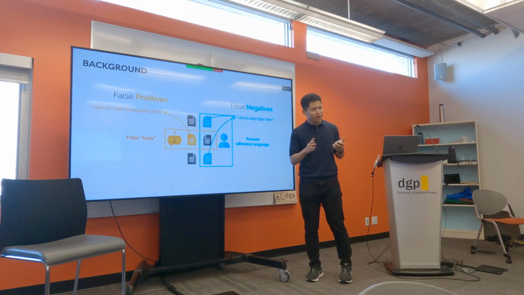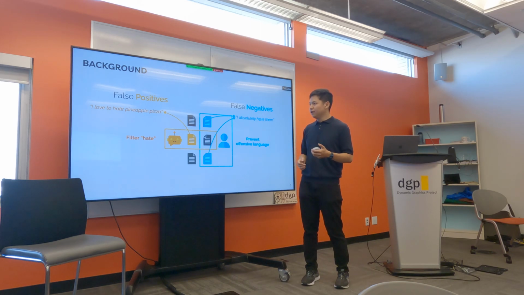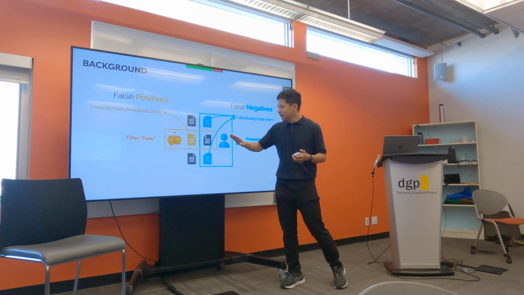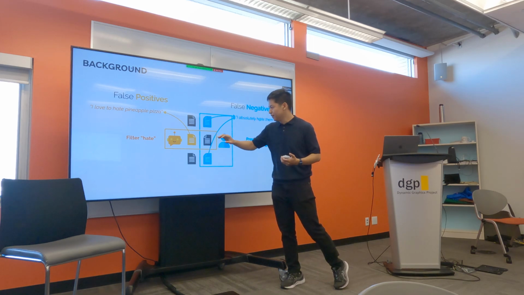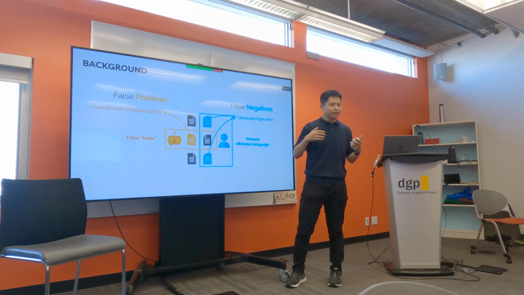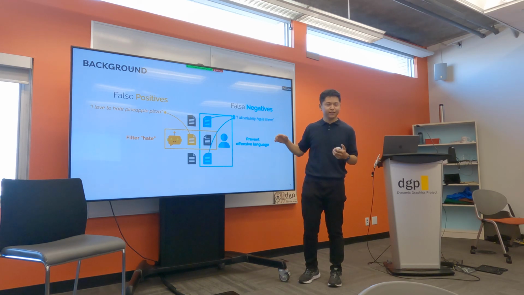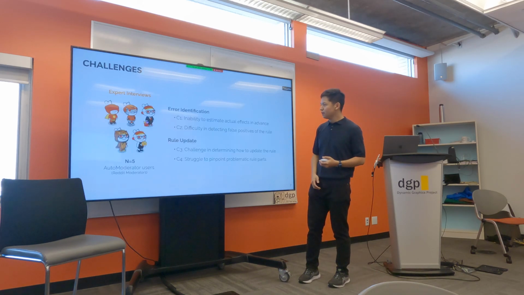But we focus on the errors in automated moderation, like false positives and false negatives. If the bot, the automated tool, catches some post that is not intended by the human moderator, then we call it a false positive, and in the opposite case we call it a false negative.